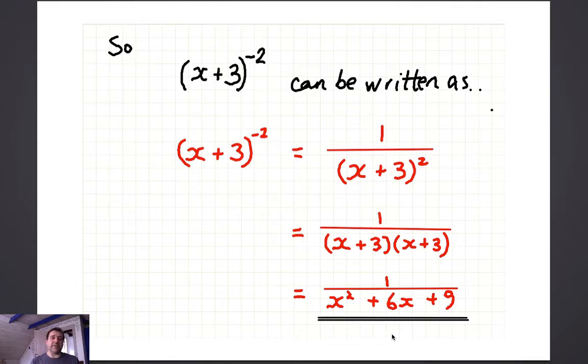So something like this, x plus 3 to the power of minus 2 means 1 over x plus 3 to the power of 2. So that minus power just means 1 over the corresponding positive power. And then that, for example, might be multiplied out as before and expanded to write the expression in another form. So x plus 3 to the power of minus 2 is the same as that thing there that I've got on the last line.